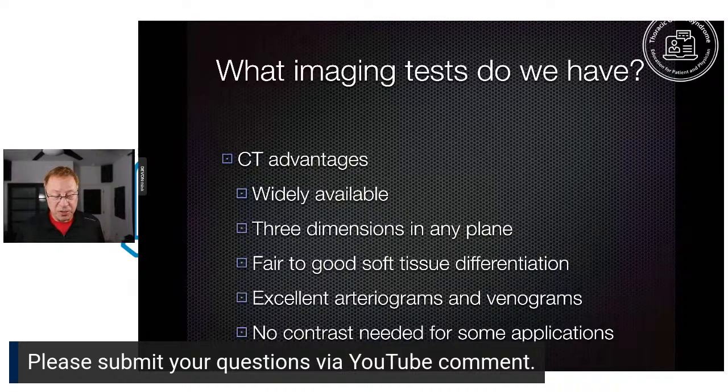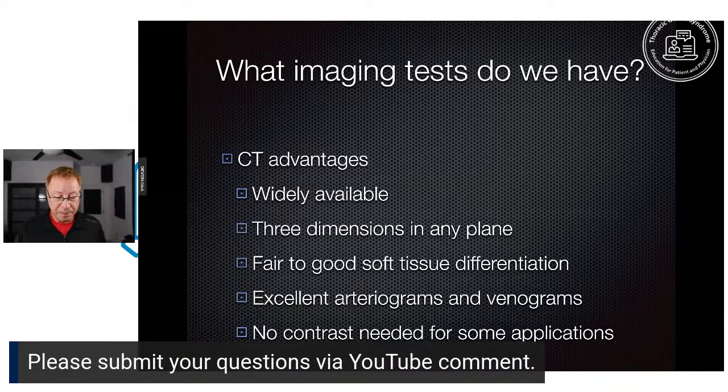All right, advantages. CT is widely available, probably almost as widely as X-rays. You can get 3 dimensions in any one plane. And after you acquire the images, you can reconstruct in different planes. It's very useful that way. I said fair to good soft tissue differentiation. You can tell the difference between muscle and fat. You can't tell the difference between nerves and muscle and other soft tissues around that density. That's a big limitation. You can get excellent arteriograms and excellent venograms, but you do have to inject the contrast. And at the bottom, for some applications, you do not need contrast.